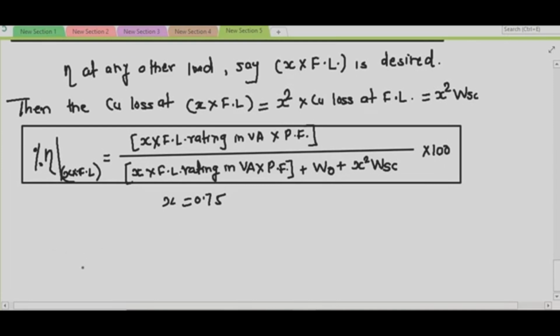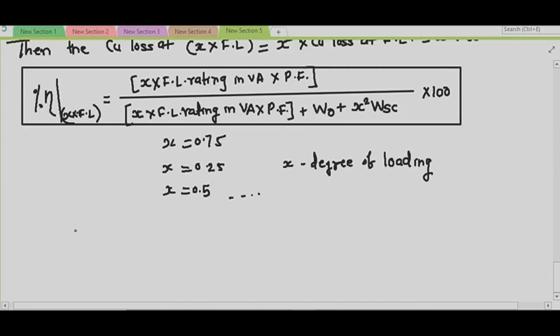So students, it should be remembered that at 25% of load, the value of x will be 0.25. At 50% of the load, value of x will be 0.5. And at 75% of the load, the value of x will be 0.75, and so on. So the factor x is sometimes called the degree of loading, means how much load you are putting on the transformer.